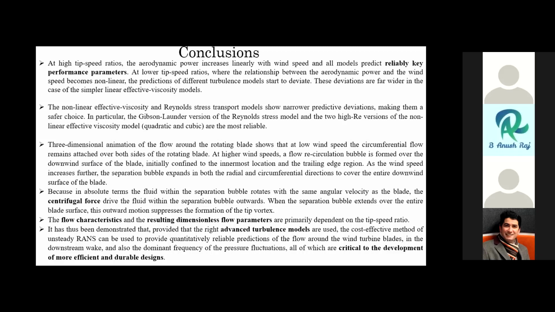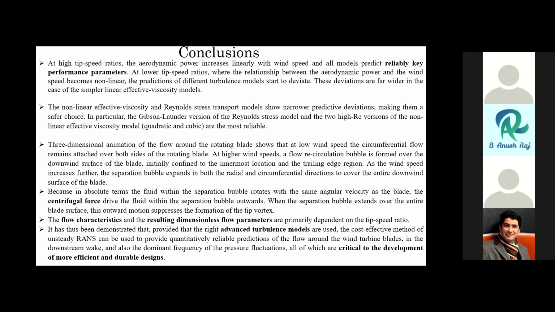At higher wind speeds, a flow recirculation bubble is formed over the downward surface of the blade, initially confined to the midspan location and the trailing edge region. As the wind speed increases further, the separation bubble expands in both the radial and circumferential directions to cover the entire downward surface of the blade.